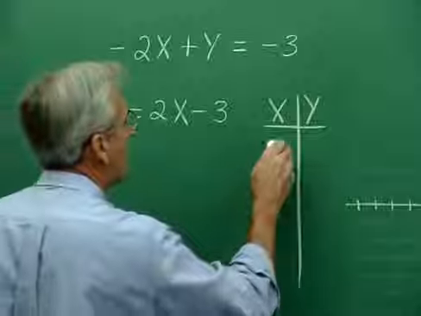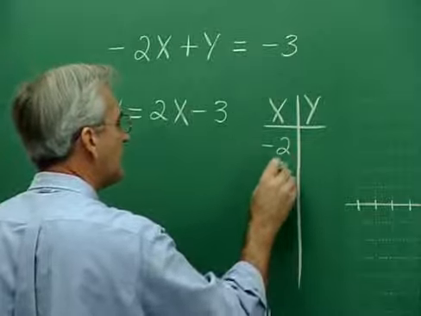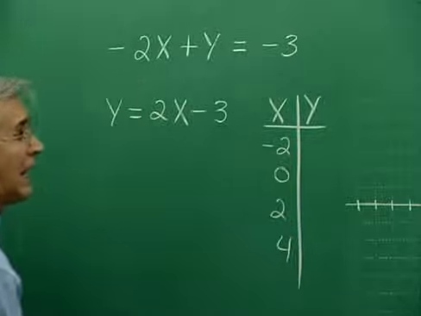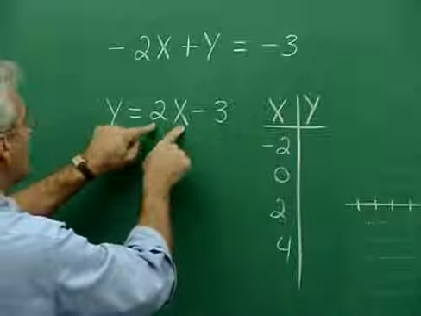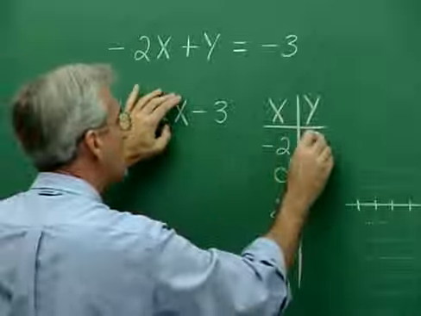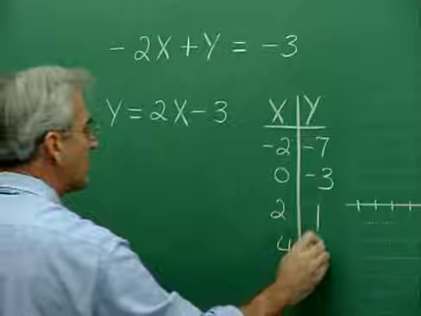Let's let x take on values, let's say negative 2, 0, 2, 4. And to complete the table, I simply replace x with these values, solve for y, and away we go. If x is negative 2, we have 2 times negative 2, that's negative 4. Negative 4 minus 3 is negative 7. If x is 0, this term goes out, so y is negative 3. If x is 2, 2 times 2, 4. 4 minus 3, 1. If x is 4, 2 times 4, 8, minus 3, 5.